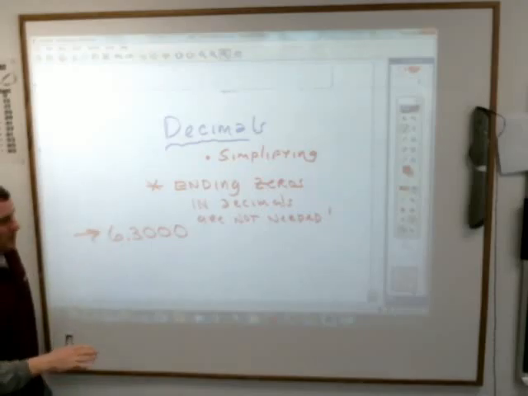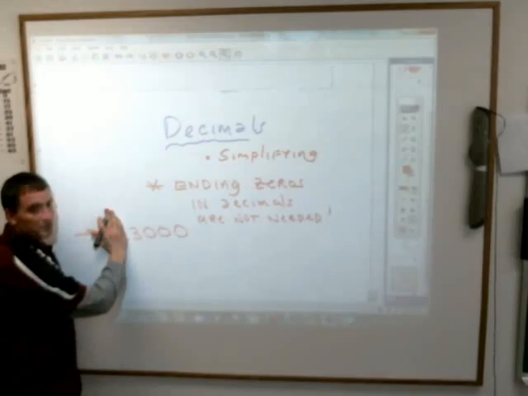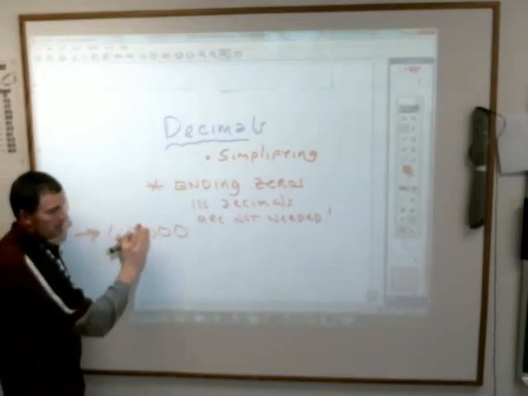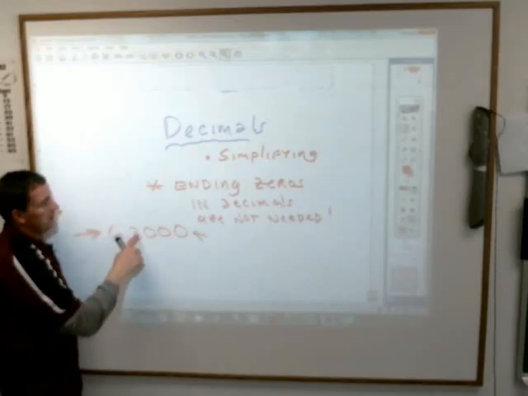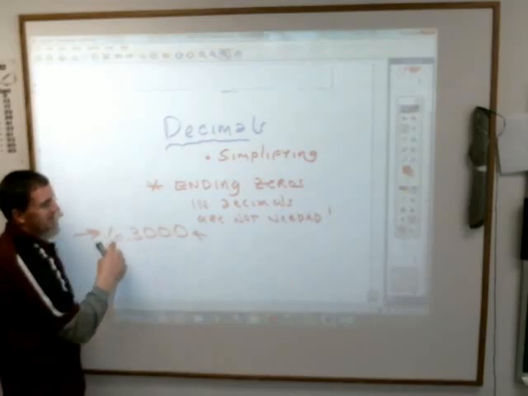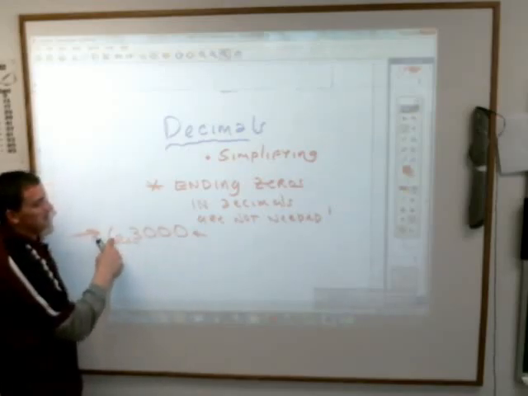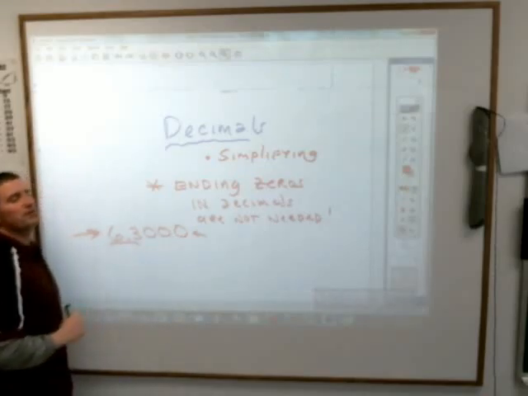Let's review here what you have to do. 6 and, how do you say that number? That's 3,000. What place is this last zero in? No. Tenths, hundredths, thousandths, ten-thousandths. To say this number, you would say 6 and 3,000 ten-thousandths. And that's no fun for anyone.